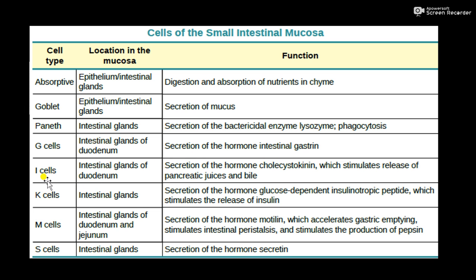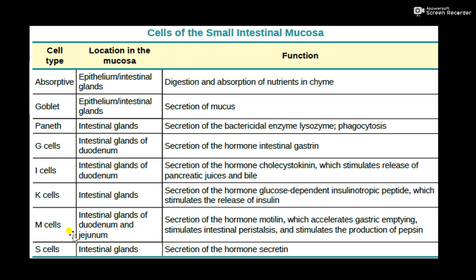Then the I cell is present in the intestinal gland of the duodenum, and its function is the secretion of the hormone cholecystokinin, which stimulates release of pancreatic juice and bile. Then the K cell is also present in the small intestinal mucosa, located in the intestinal gland. Its function is the secretion of the hormone glucose-dependent insulinotropic peptide, which stimulates the release of insulin.